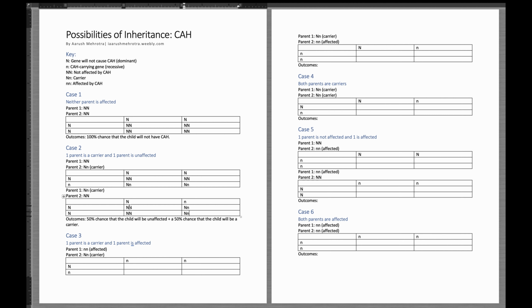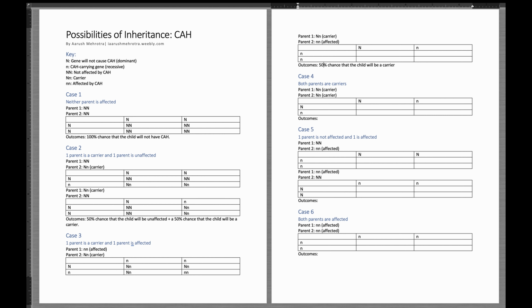Once again, there's a 50% chance that the child will be unaffected and a 50% chance that the child will be a carrier. In case 3, one parent is a carrier and one parent is affected by CAH. Let's look at the possibilities for this case.